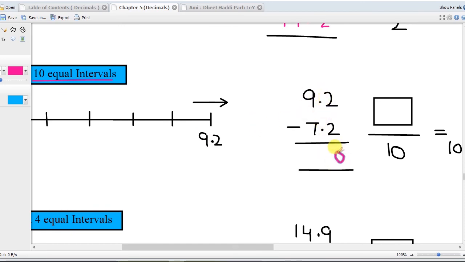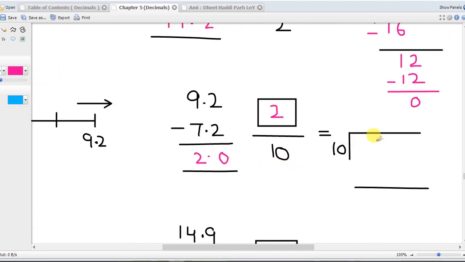Okay, let's just do it. 2 minus 2 is 0, 9 minus 7 is 2, right? Now this is my value, so either you can write 2.0 or simply 2. Got it? And how many intervals are there? The intervals are 10, so that's why I'm going to divide it by 10. So simply write it here, 2.